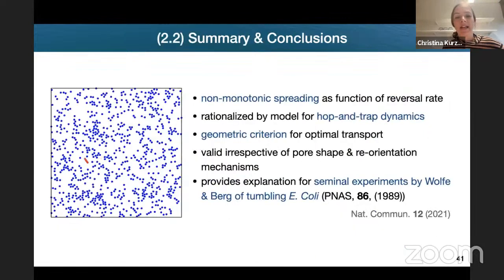So with this, I'm at the end. I showed you that we see this non-monotonic spreading as a function of the reversal rate. We can think of it in terms of these hop and trap dynamics. And we identified this geometric criterion, which remains irrespective of details of the pore shape or reorientation mechanisms. And with this, I'm happy to take any more questions if you have.